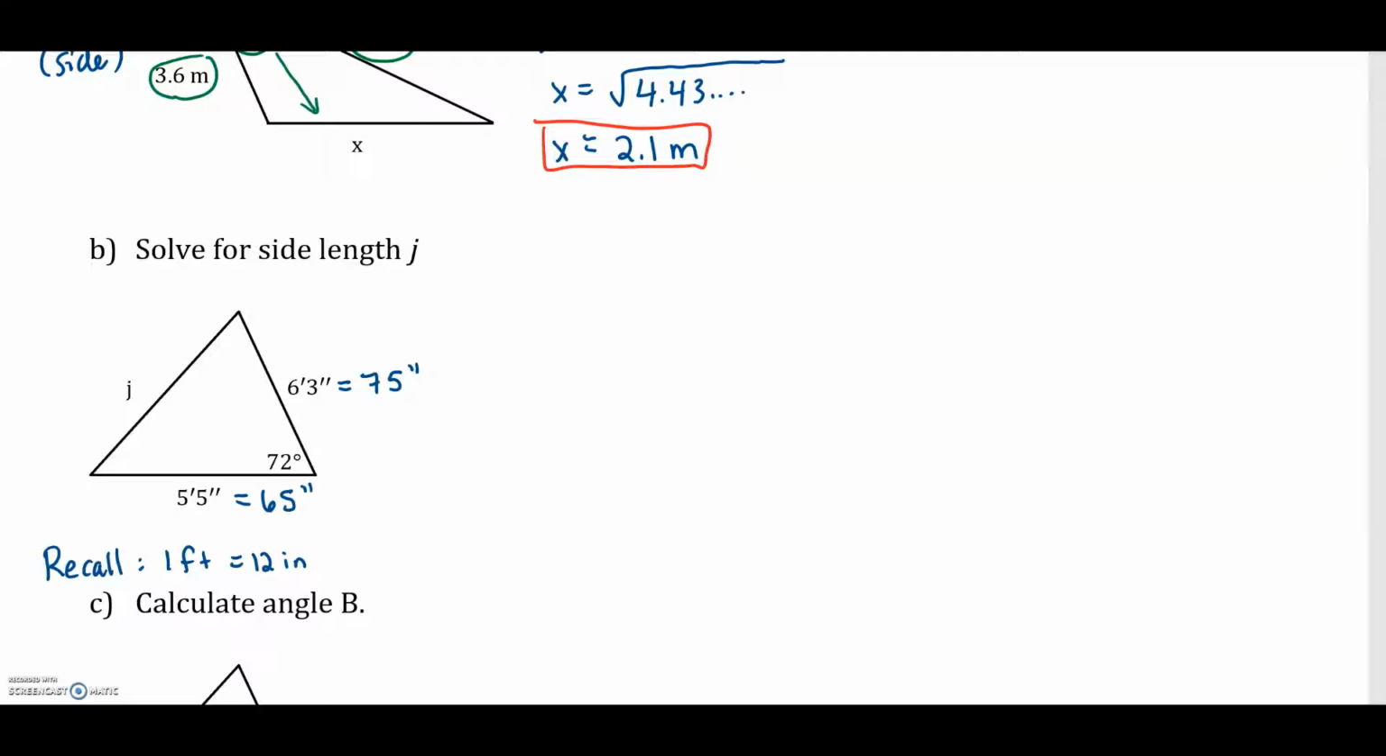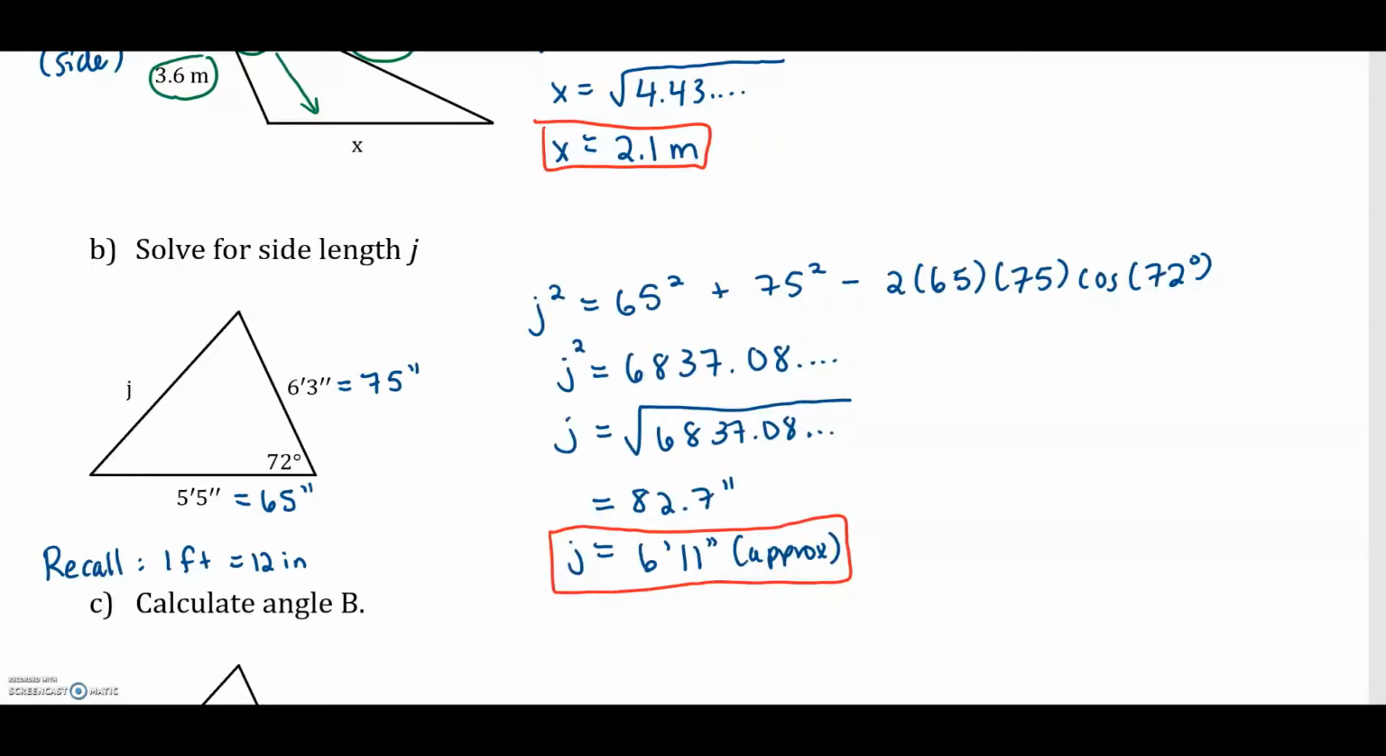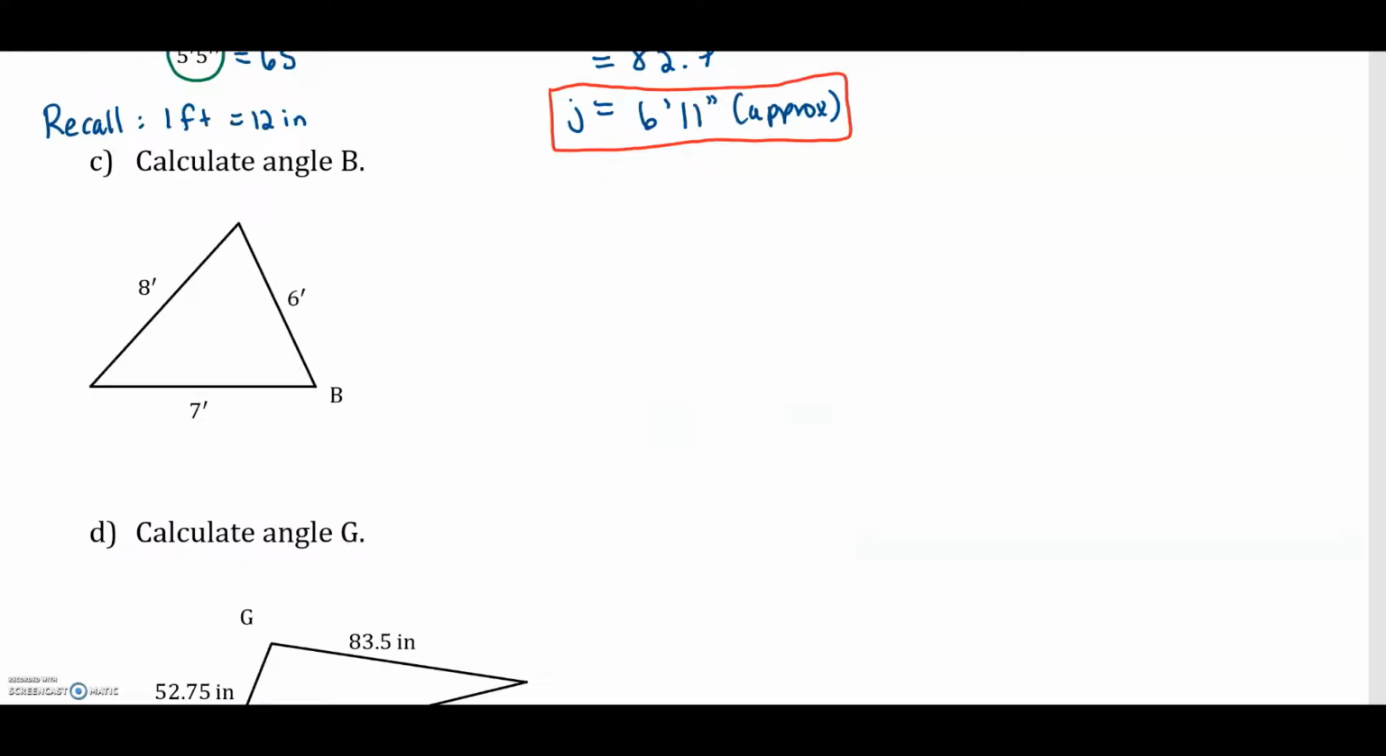Now we're going to take those values and solve for j as we did in part A. Pause the video and try it on your own. After setting up an equation for j squared, we solve for j and find that it is approximately equal to 6 feet and 11 inches. In part C, we're asked to find a missing angle. In this question, we're given three side lengths.